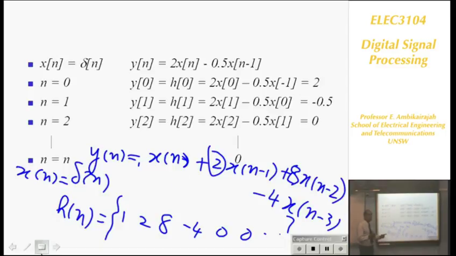So for a finite impulse response system, the output is going to be the coefficients. That one, that one, that one, that one. And that's why it's called finite impulse response, because after some time it will go to 0.